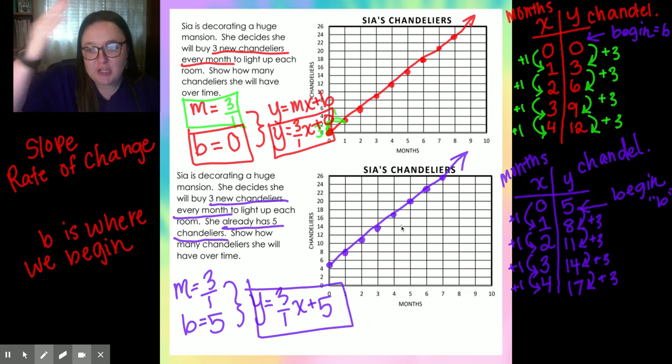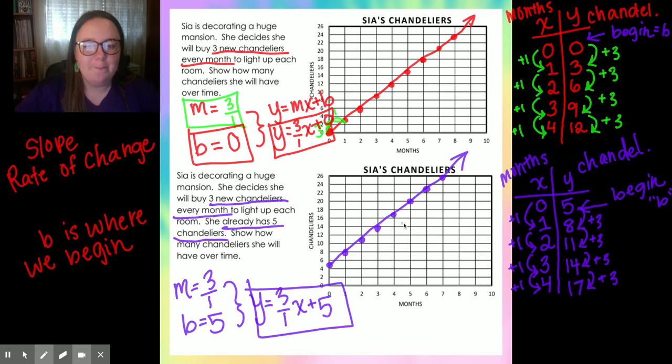Do you remember that prediction that you put a sticky note on there right there in your head? My question to you when you made that prediction was, how does already starting with five chandeliers going to change our table? How is starting with five chandeliers going to change our graph? And how is starting with five going to change our equations? Let's talk about that. Let's take a second.